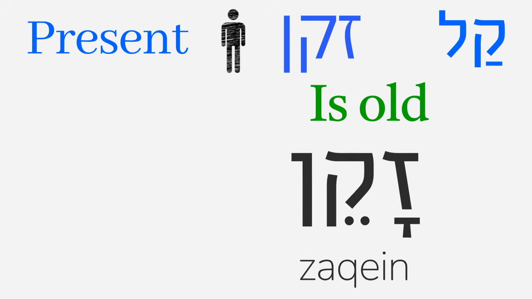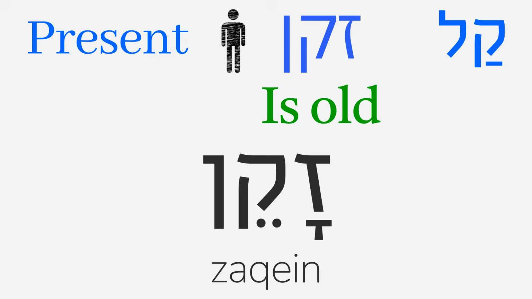We've actually seen the word zaken before. We've seen it act as an adjective, old. This happens with a lot of stative verbs in Hebrew. They can be translated and used as a verb with an adjective, is old, or just an adjective, old.